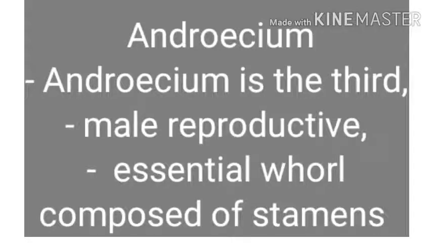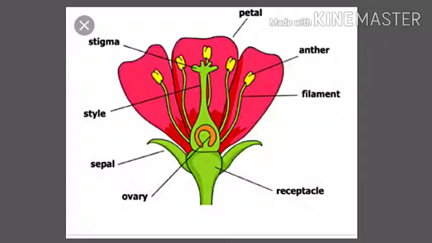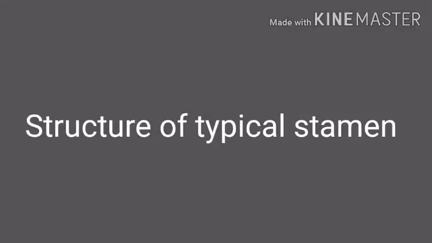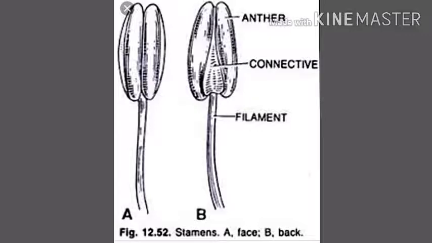Today we are going to see the androecium. The root, stem, leaves are the vegetative part of the plant body. Flower is the reproductive part of the plant body. Flower is modified and condensed shoot. It is meant for reproduction.